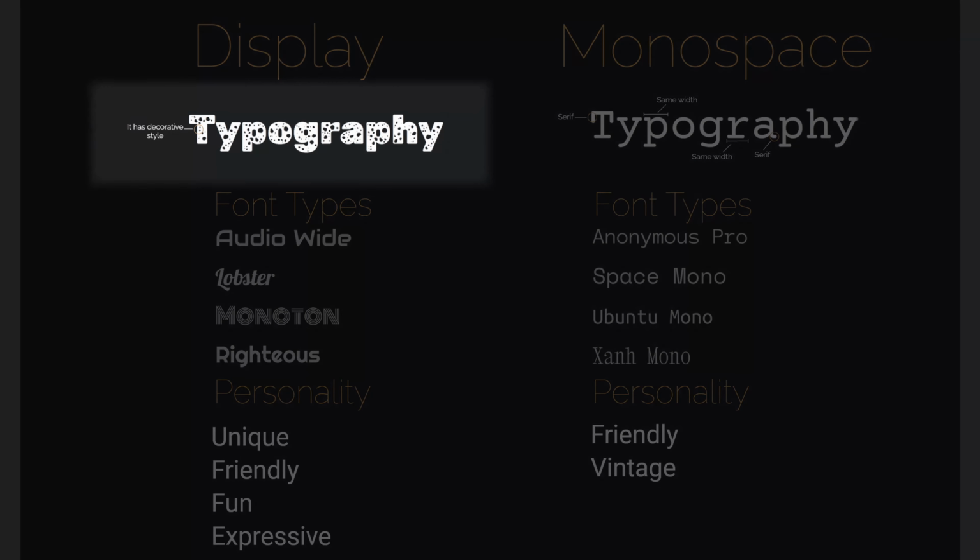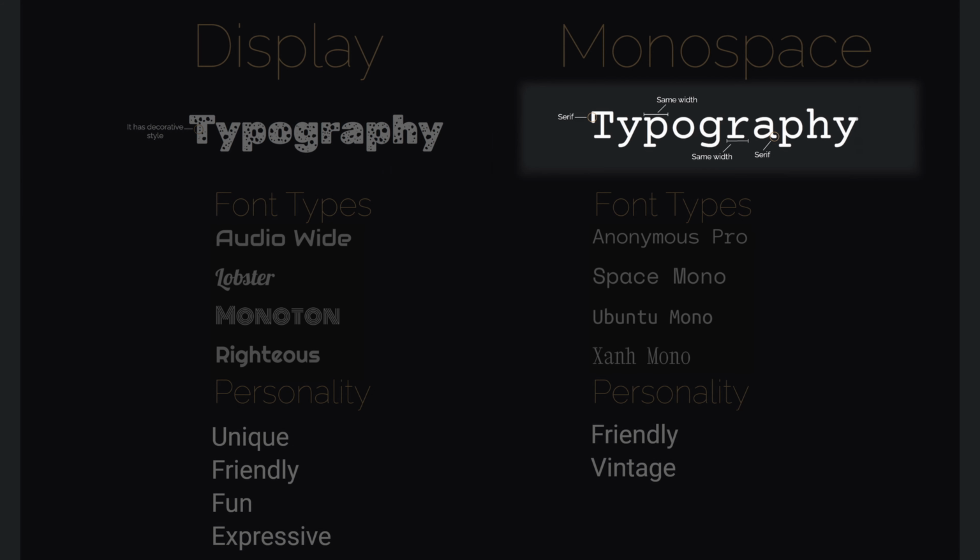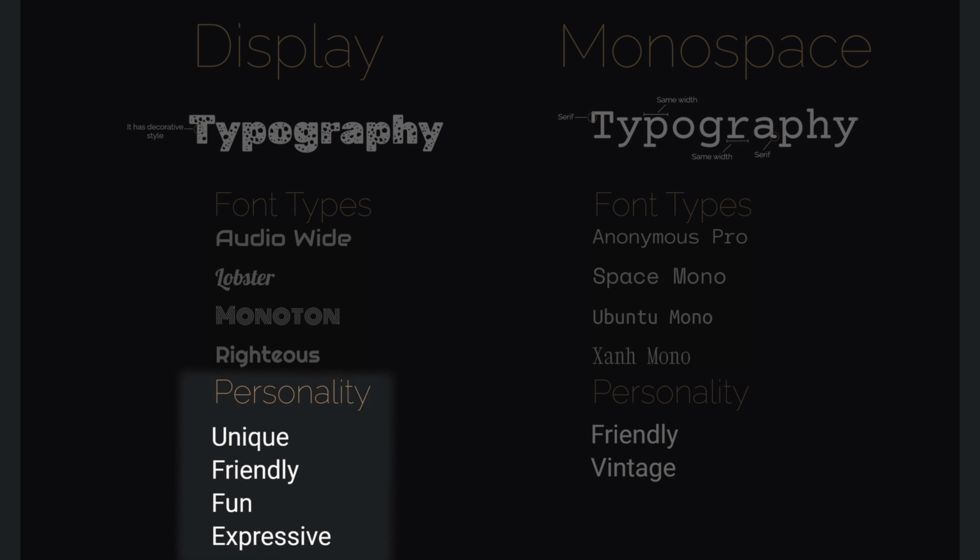Now let's go with our other category. We also have display or decorative typefaces and monospace, but we don't use them much in web design. The personality of the display fonts is difficult and it will depend on where you use it. But if we had to put a personality, we could say that they are unique, friendly, fun, and expressive.